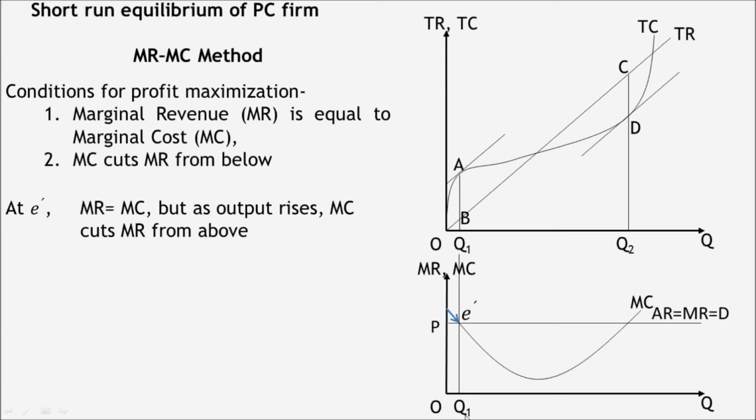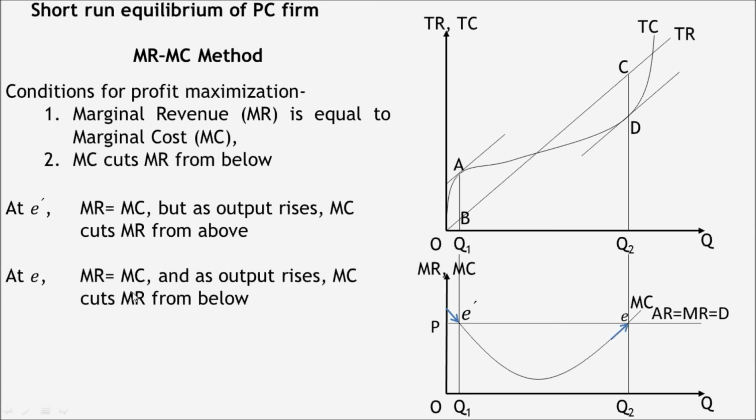Again, at E, with Q2 output level, marginal revenue equals marginal cost. And with the rise in output level, the marginal cost curve cuts the marginal revenue curve from below. Hence, at E, the necessary condition, that is marginal revenue equals marginal cost, is satisfied. At the same time, the sufficient condition, that is with the rise in output level the marginal cost curve cuts the marginal revenue curve from below, is also satisfied. Therefore, E is the equilibrium point and Q2 is the equilibrium quantity.